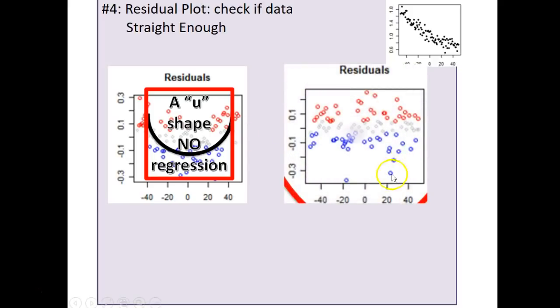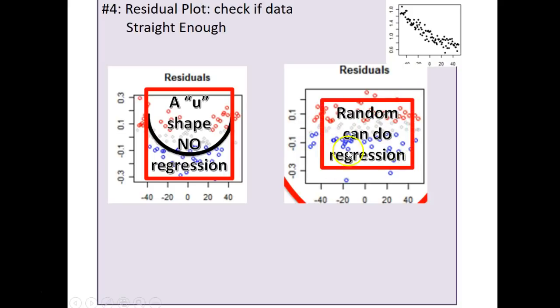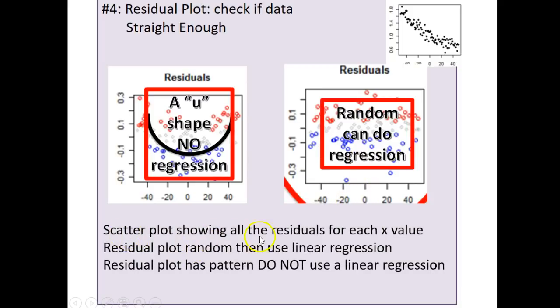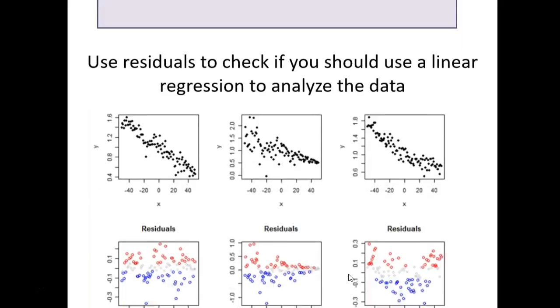Now this one, on the other hand, does look scattered. I don't see a U. I don't see something that maybe looks like a sideways V coming out. So it's random. I can do the regression. So a scatter plot showing all the residuals for each x value, and you want to check if it's random. If it's not random, do not use a linear regression.